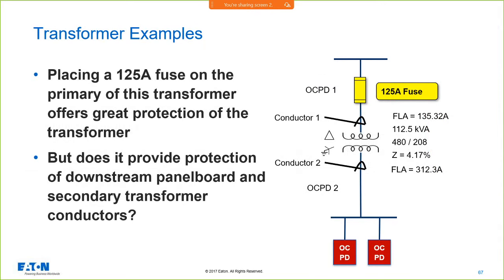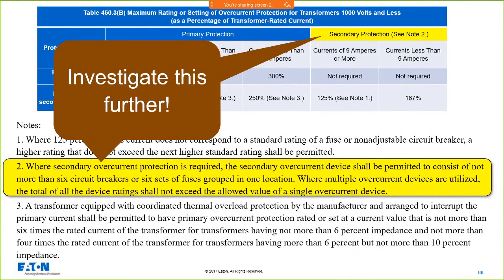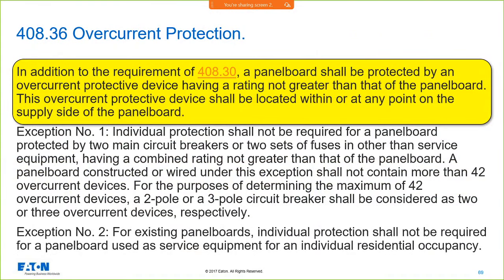Maybe I don't have to have that secondary overcurrent device, because now I'm even lower than the 125%. But in reality, although that table tells you and implies that you can use 125%, I've got two notes in here that I need to investigate a little bit more. I've got a panel board on the secondary, so I go to 408.